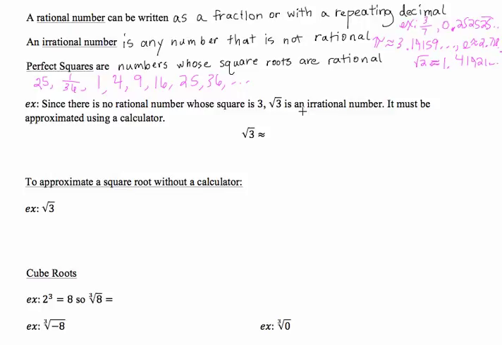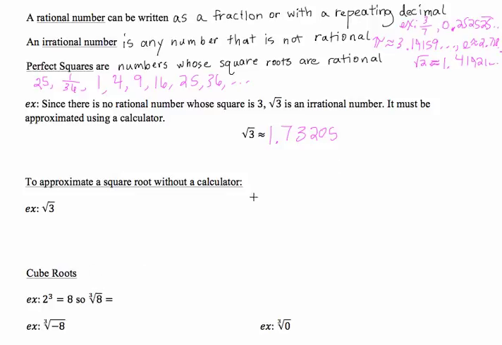For example, since there's no rational number whose square is 3, the square root of 3 is irrational, right? Because there is no whole number whose square equals 3 exactly, so its square root must be irrational. Now you can approximate it with a calculator, and that's the most common way to do it. Back in the day they had to look them up in tables. And in this case you'd get 1.73205.